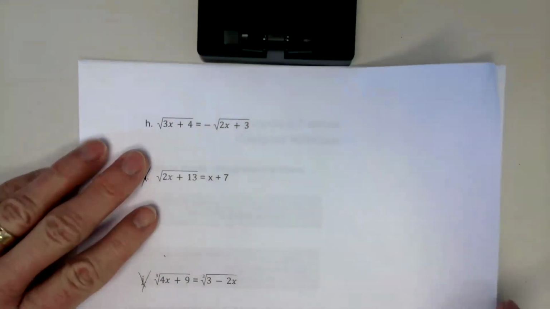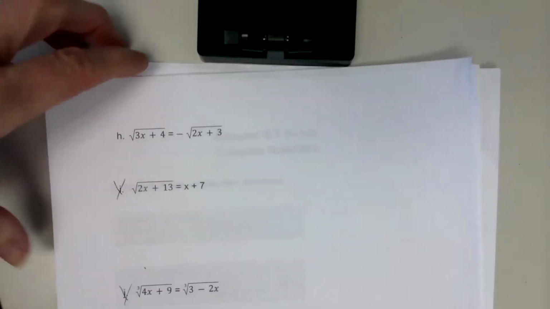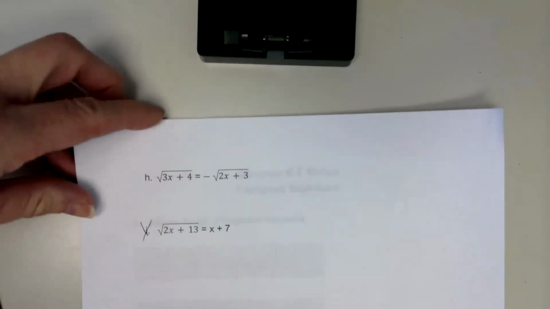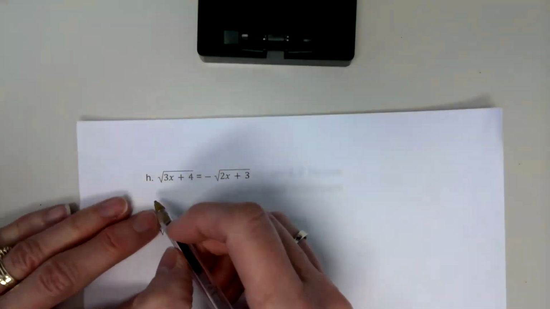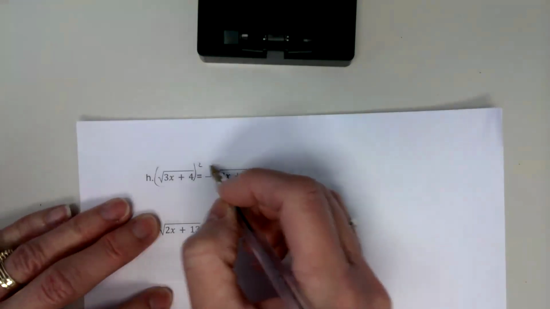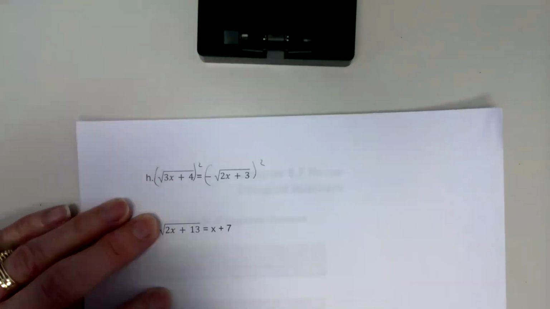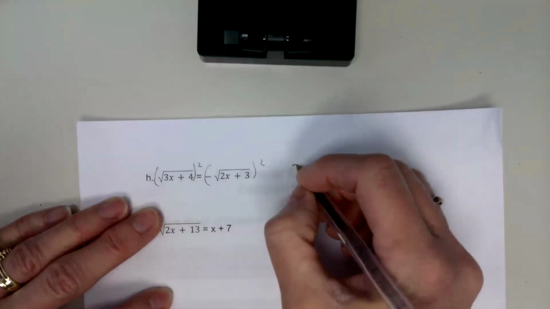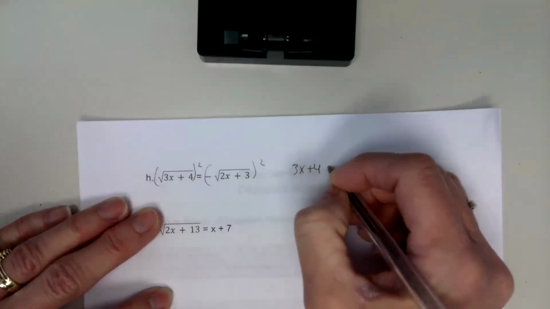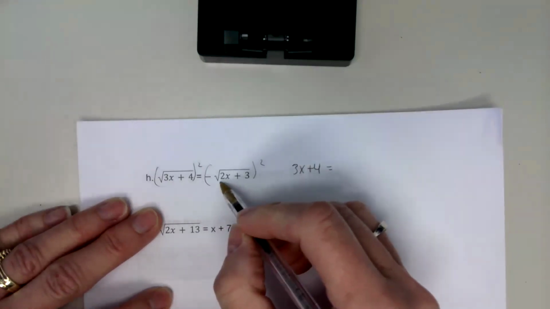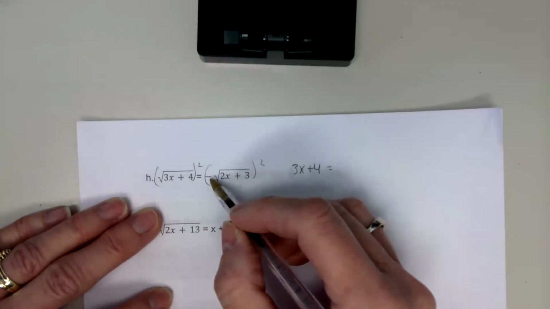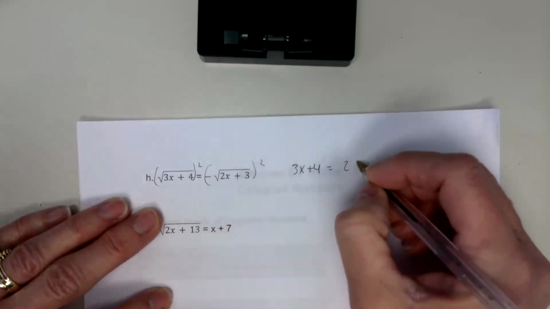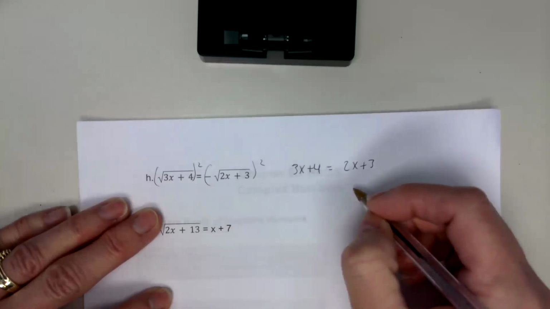So let's look at H. So H is squaring both sides. And when I do that, I get a positive, I get 3x plus 4. And then I'm squaring this as well. So that negative goes away. So then I have 2x plus 3.